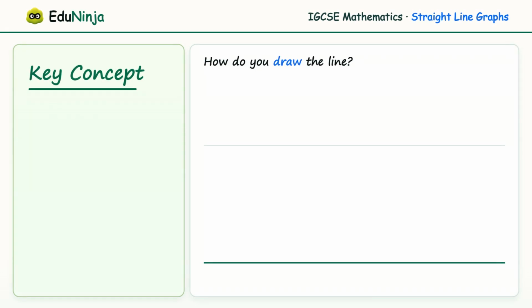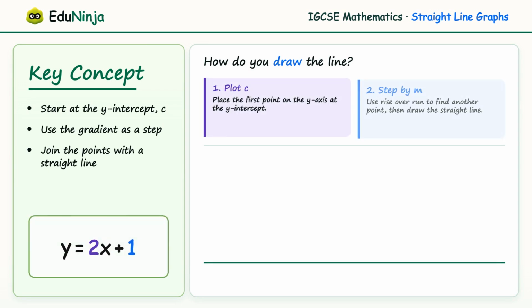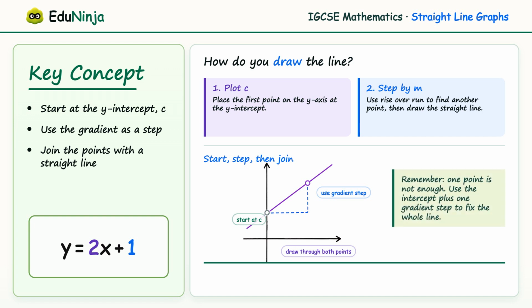Finally, draw a straight line from its equation. Start at the y-intercept, c, because that gives your first point on the y-axis. Then use the gradient as a step. For example, a gradient of 2 means rise 2 for every run 1. Mark a second point, then draw one straight line through both points. Quick check: for y equals negative x plus 4, you start at c equals 4.